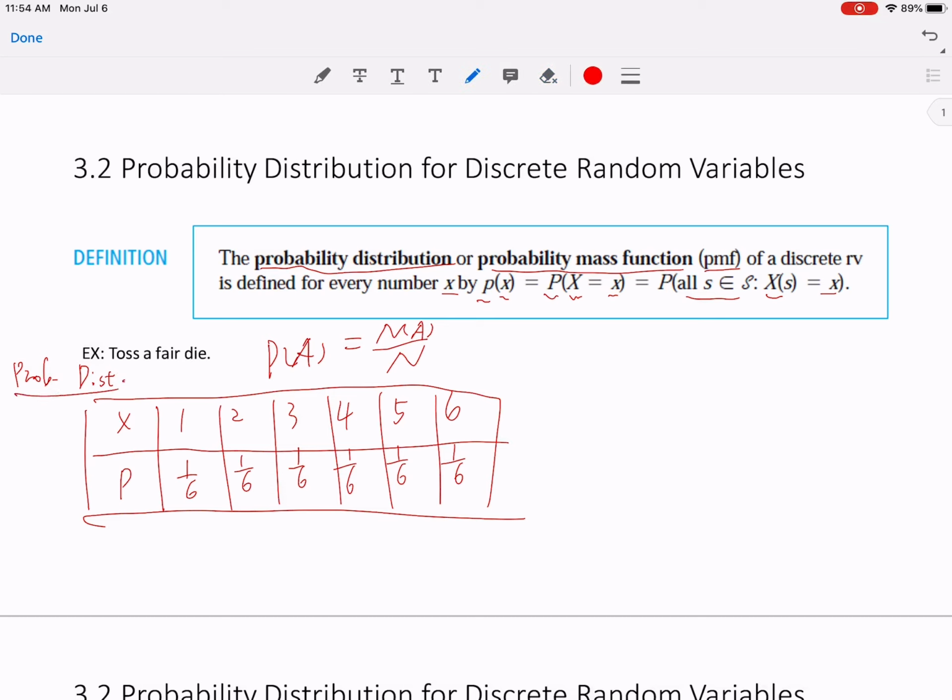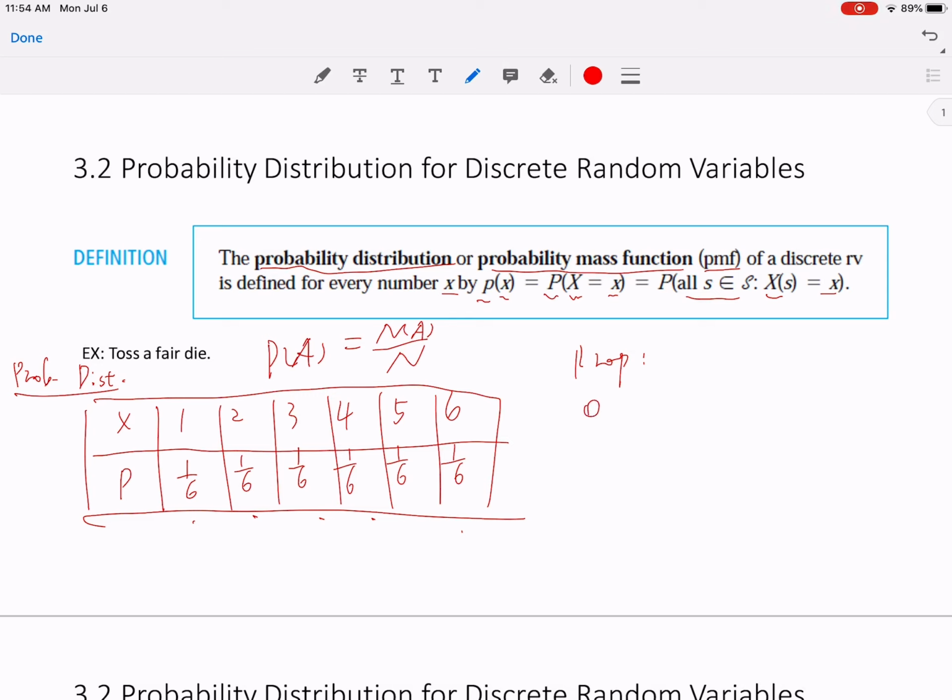So in other words, if you want to build up a probability distribution, you need to list all the outcomes of the random variable. In this case, we get 1, 2, 3, 4, 5, and 6, and then you need to find the probability of each possible outcome, and this will give us the probability distribution. And there are two propositions I would like to mention.